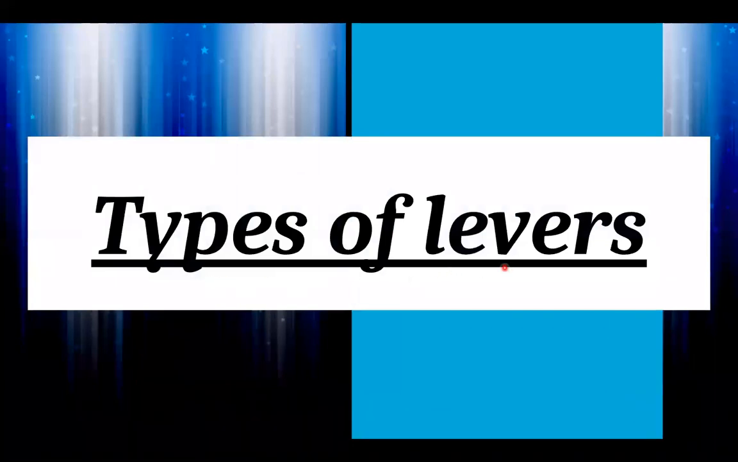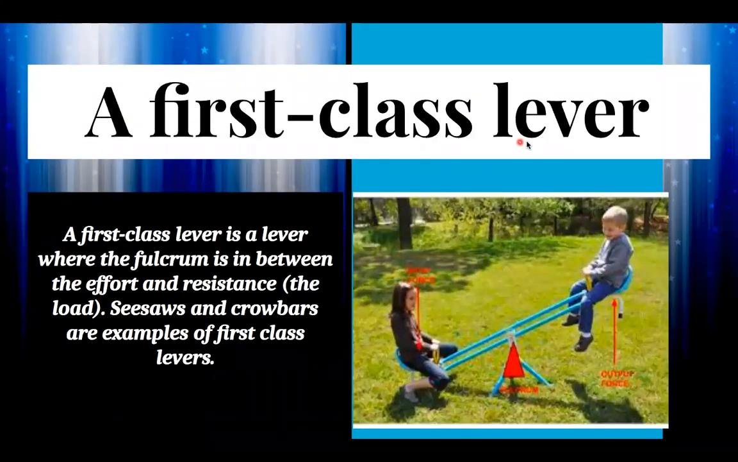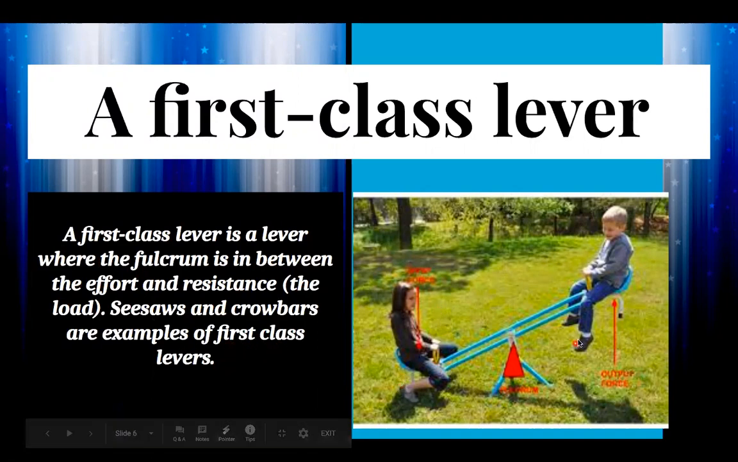Types of levers. This is our first class lever. A first class lever is a lever where the fulcrum is in between the effort and the resistance. So the fulcrum is in the middle, and the load, the effort and resistance also goes as the load. Seesaws and crowbars are examples of the first class lever.